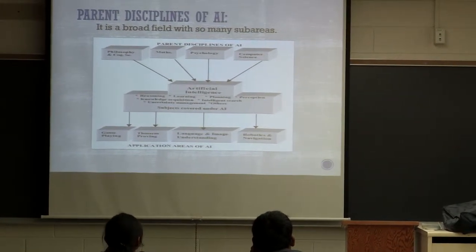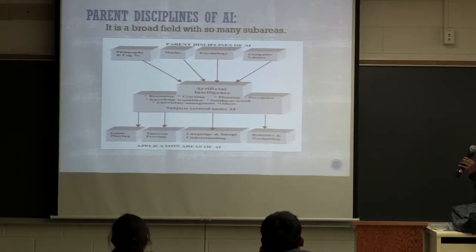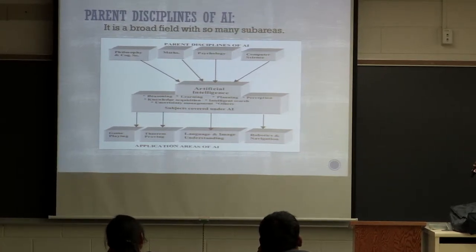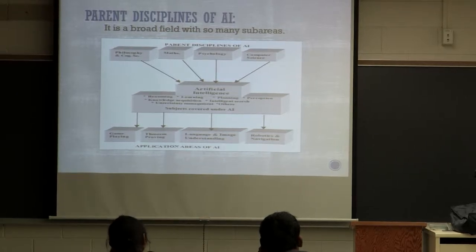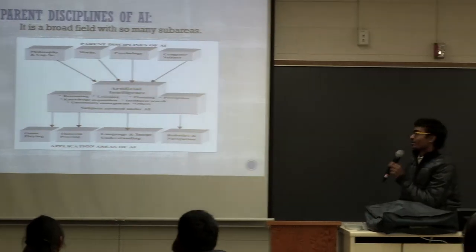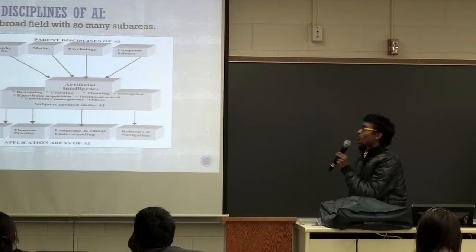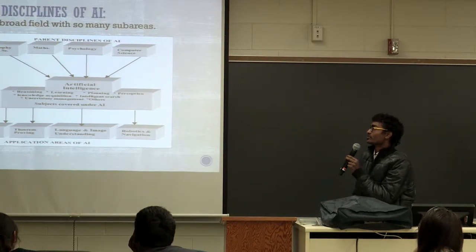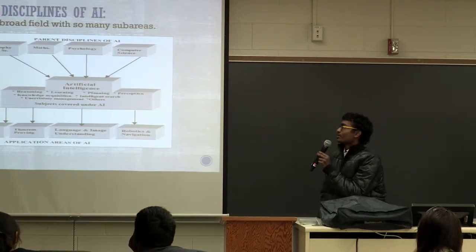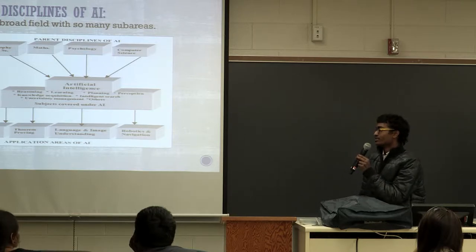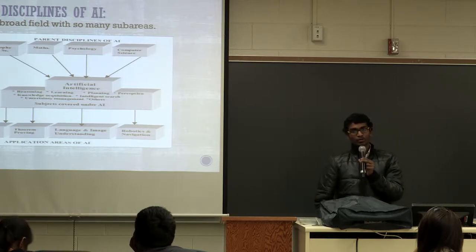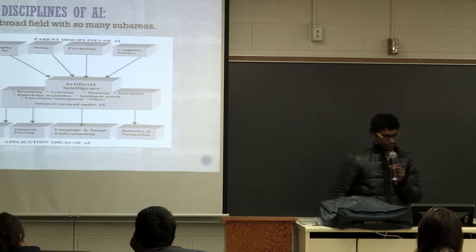This diagram represents the parental disciplines of AI. It includes the subjects covered under AI and also the application areas of AI. Under subjects concerned, it includes reasoning, learning, planning, perception, and so on. Coming to the parental disciplines of AI, it includes philosophy, mathematics, psychology, and computer science. Now, the important applications of AI will be discussed by my friend Nagaraj.